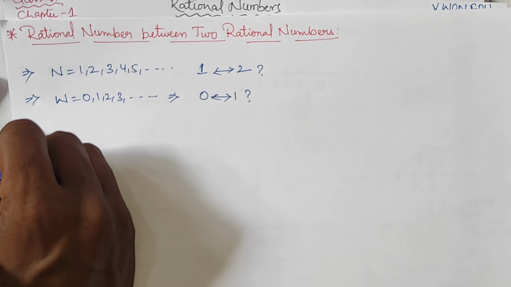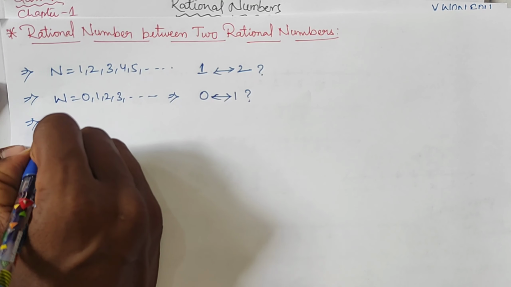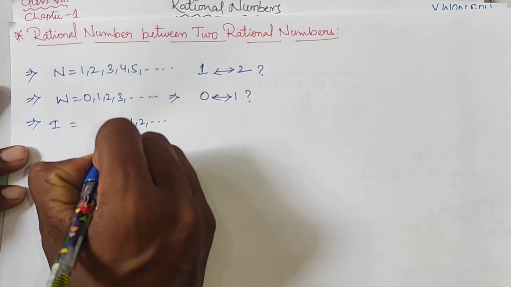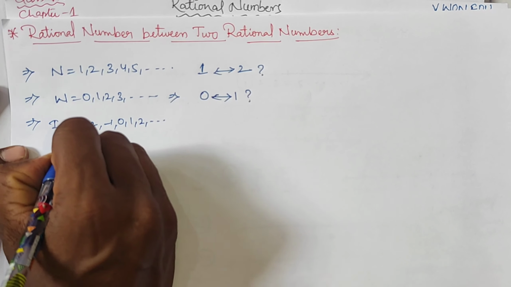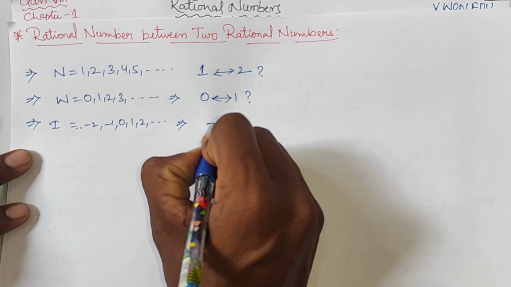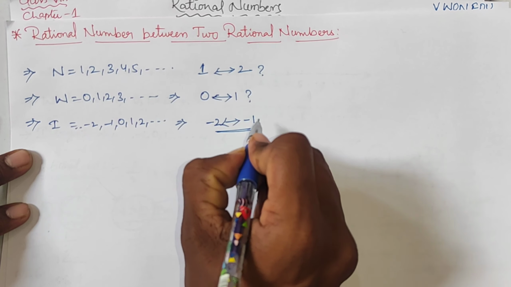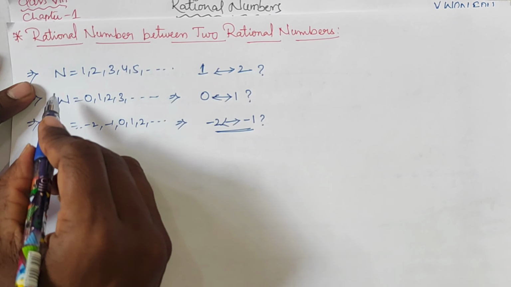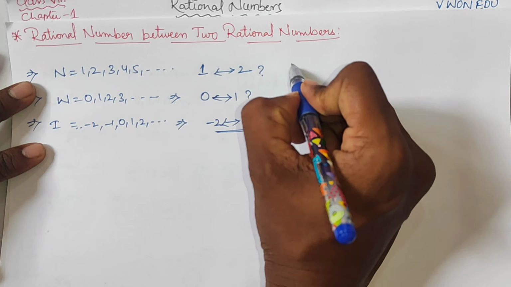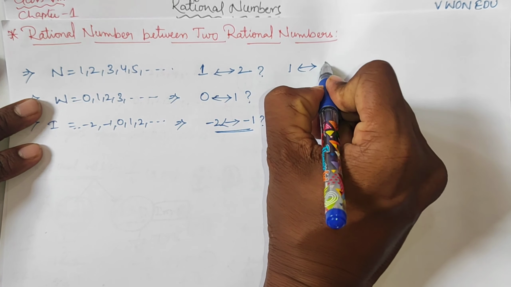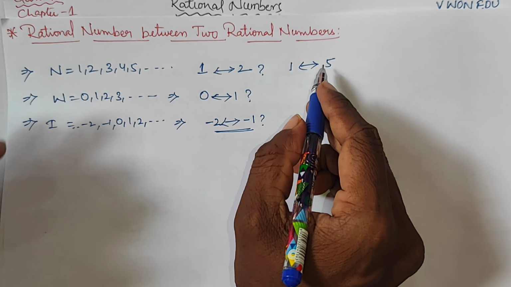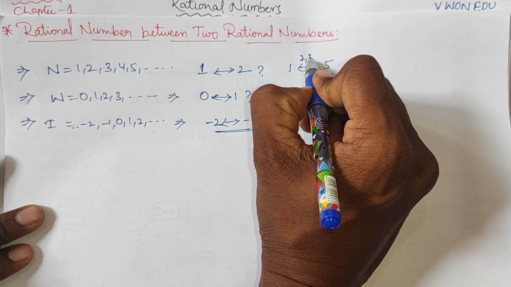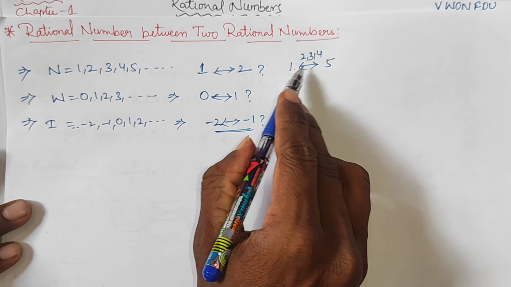Suppose I am considering integers, negative and positive: 0, 1, 2 and so on, and minus 1, minus 2 and so on. Is an integer possible between minus 2 and minus 1? Think once. Again, we observe natural numbers, suppose between 1 and 5. Is any natural number present between 1 and 5? Yes, because 2, 3, 4 are the natural numbers between 1 and 5.